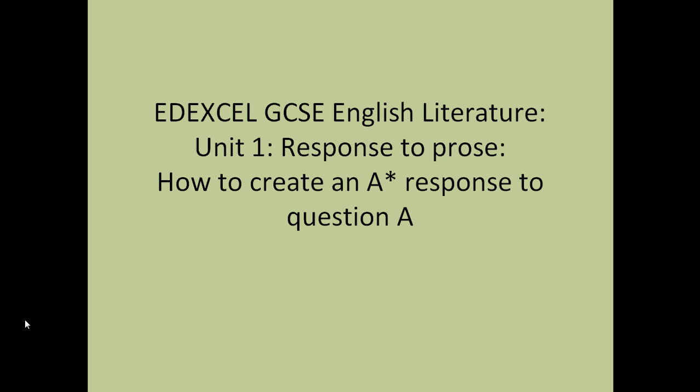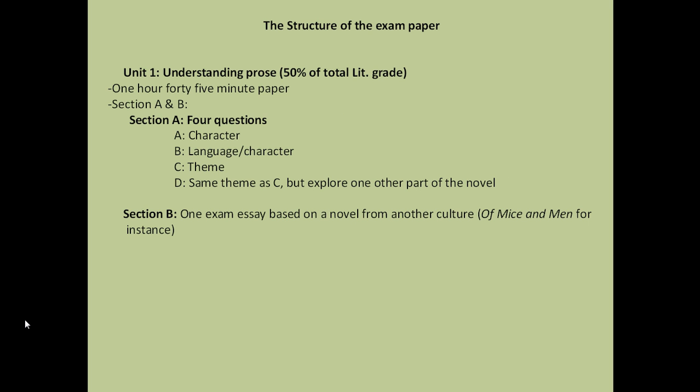Now, before we start going through how to do this, let's remind you of the structure of the exam paper. So, Unit 1 is looking at 2 novels. This is 50% of your total literature grade. You have 1 hour and 45 minutes for the paper. You have 2 sections, Section A and B.